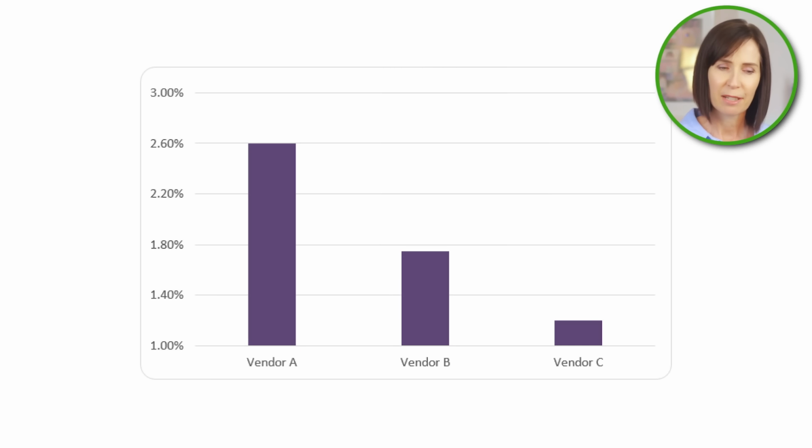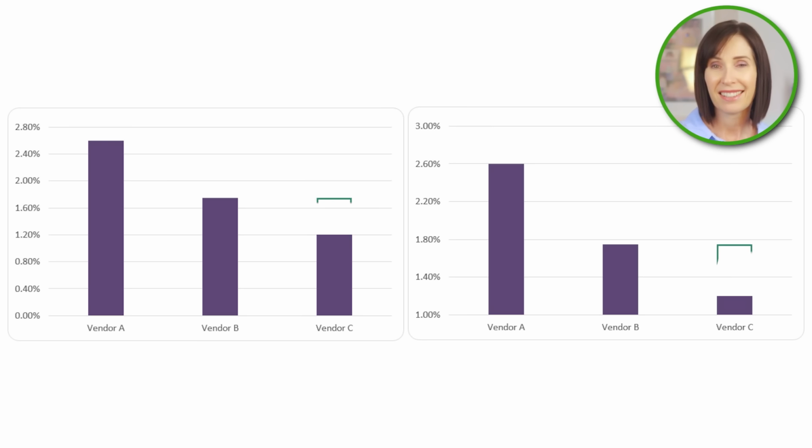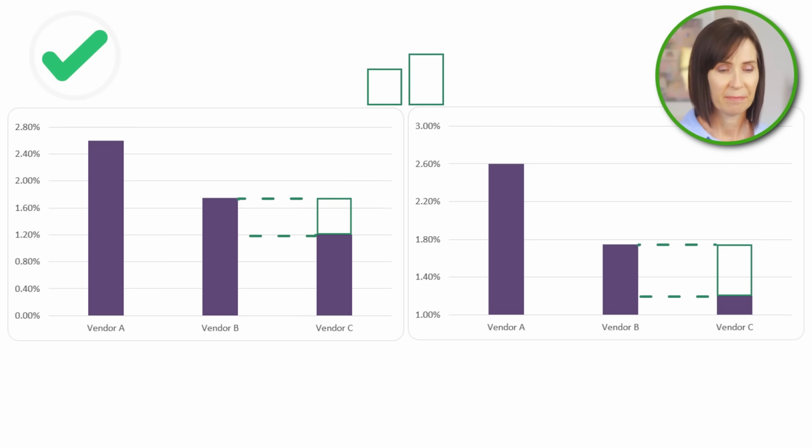We consciously compare the heights of the columns, so starting the axis above 0 exaggerates the differences between them, and here we can see vendor B appears to be 2/3 bigger than vendor C, when it's actually closer to 1/3 bigger. So always start your vertical axis on column charts at 0.